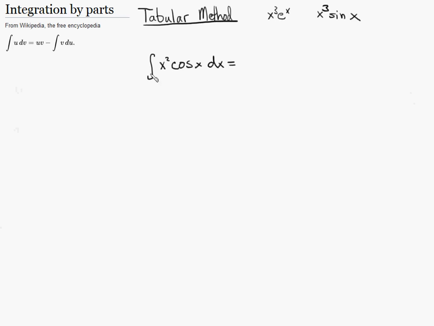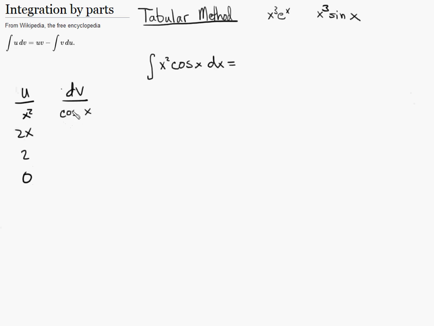Alright, I'm going to do 3 quick examples of integration by parts using the tabular method. These are 3 things you might see commonly. So first thing we do is pick our u and dv and make our chart. So in this case we have x squared, and then we go down and make the derivatives 2x, 2, and 0. dv we have cosine of x.